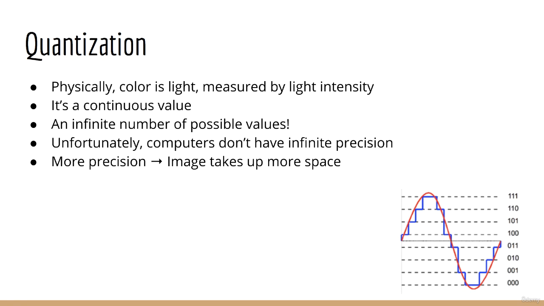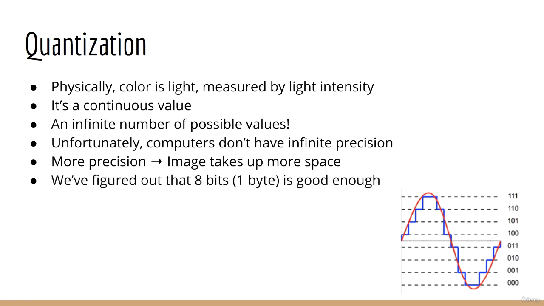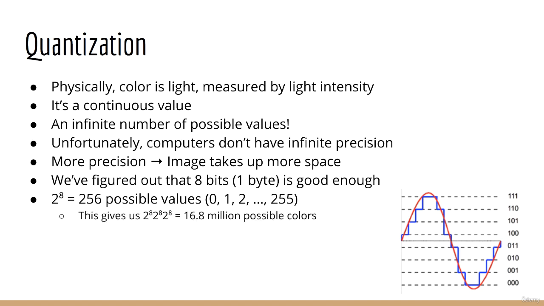Well, it just so happens that people have already figured out that 8 bits is good enough. 8 bits gives us 2 to the 8 possible values, which is equal to 256 possible values. These are encoded with the numbers 0 up to 255. So in total, considering that we have the red, green, and blue channels, this gives us 2^8 times 2^8 times 2^8 possible colors, which is equal to about 16.8 million.